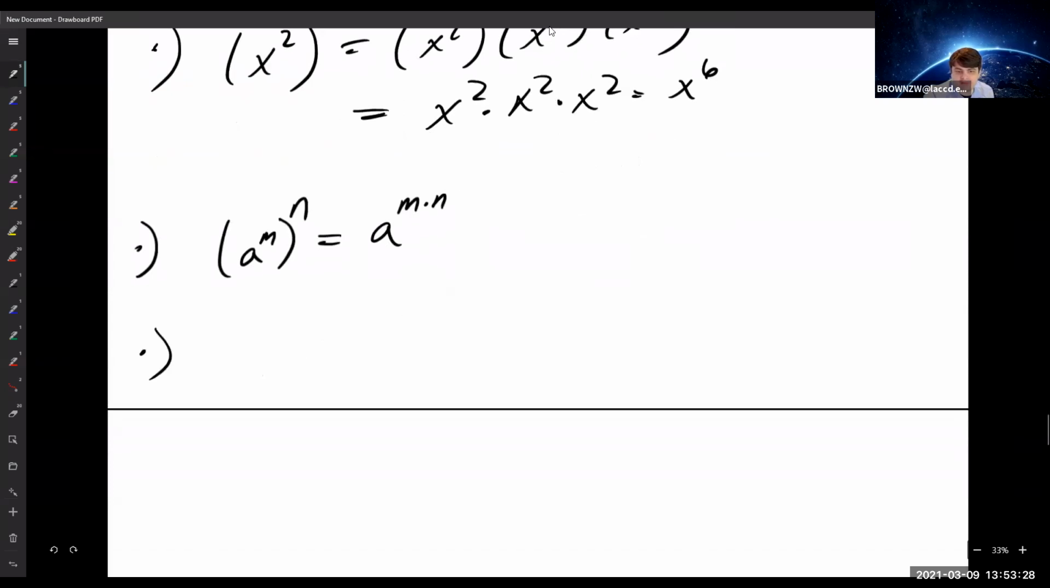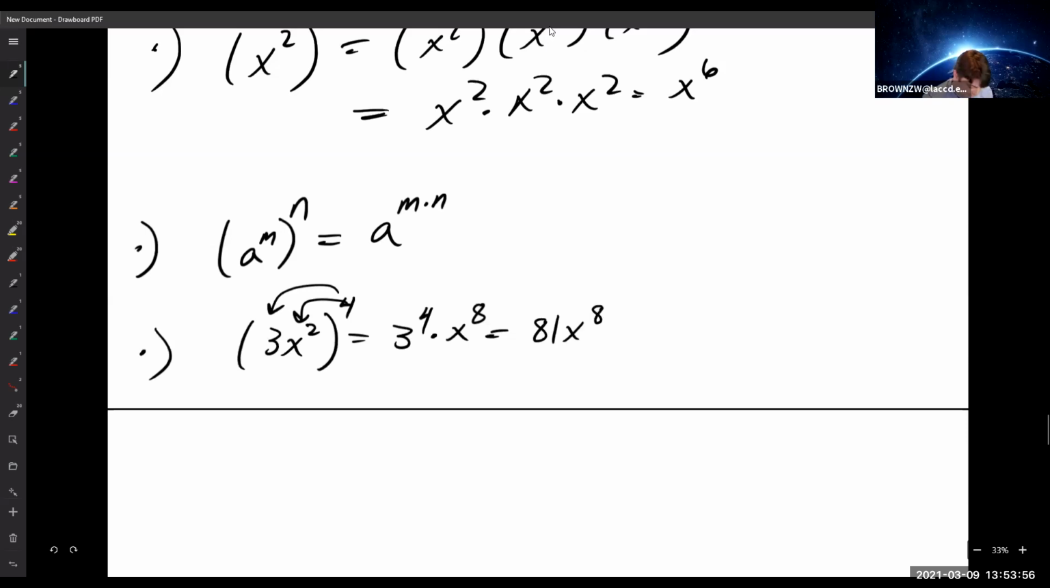So if we did have something like, let's say, 3x squared to the 4th power. Do be careful. That power needs to hit everything inside. So first we're going to have a 3 to the 4th, and then x squared times x raised to a power of 4. We take the 2 times the 4 to give me x to the 8. And then we'll simplify this. 3 to the 4th gives me 81x to the 8.